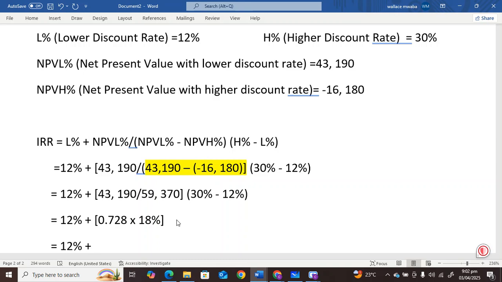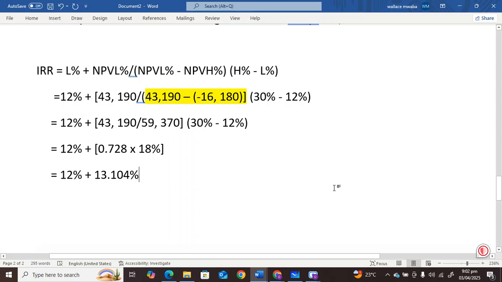We get 13.104. Now just leave it as a whole number. If you convert them to decimals, at the end again, you have to convert it back to a percentage. So you just leave it as a percentage, okay? So 12 plus 13, that is 25%, 25.104%.